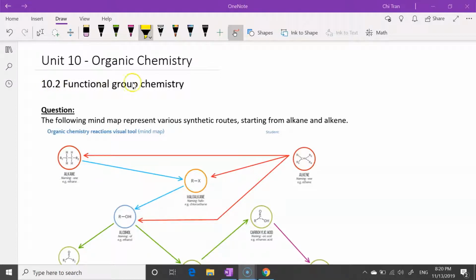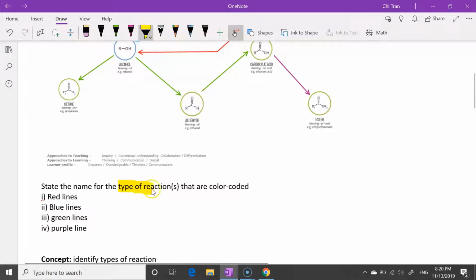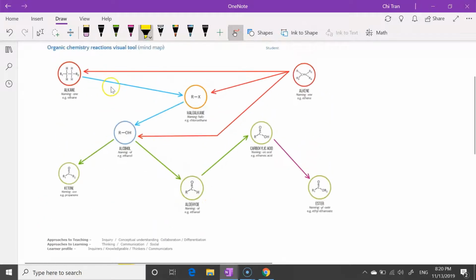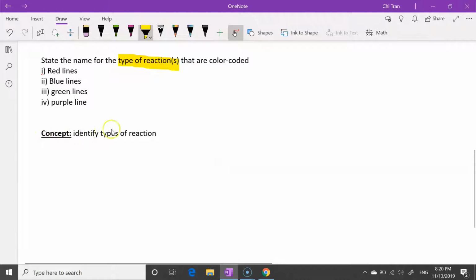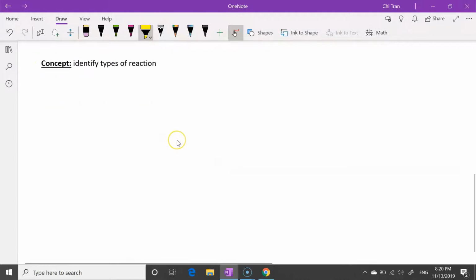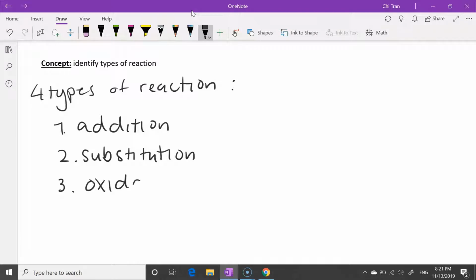This video is about functional group chemistry. The keyword in the question is the type of reaction that is color-coded by the arrows in this diagram. So the concept of this question is to identify types of reaction. There are 4 types of reaction.